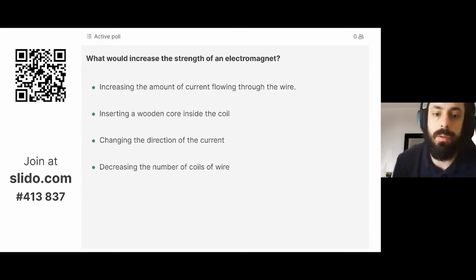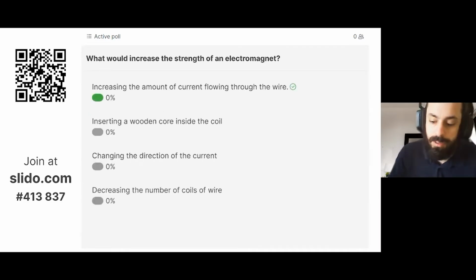Okay, so you don't necessarily need to know about this, but think of it. Think of the word electromagnet. Electro and magnet. What would increase the strength of an electromagnet? Think of it. How can you increase the strength of an electromagnet? That was a little clue there. I'm gonna give you 20 seconds for this one. Oops, I already showed the answer. Sorry, guys. Well, I gave you the clues that you probably figured out. It is increasing the amount of current flowing through the wire.